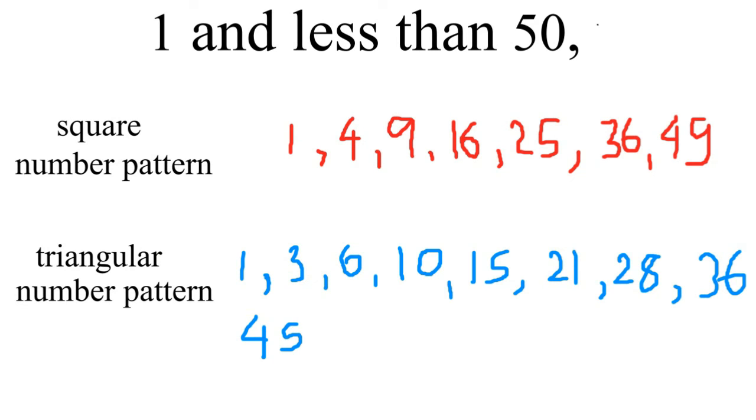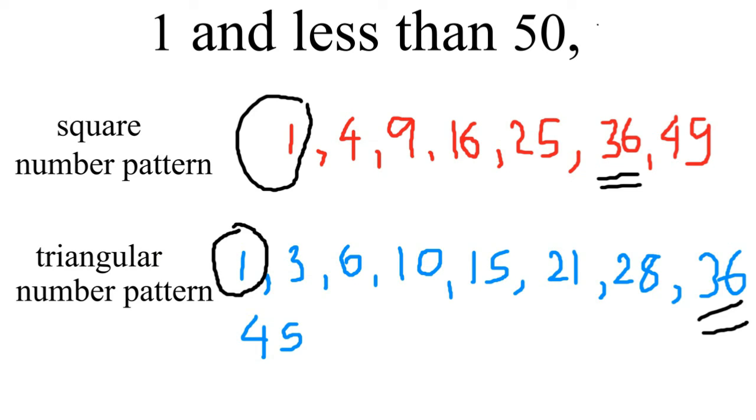First, we will write the square number pattern, then the triangular number pattern. 1 and 36 are terms of these number patterns. 1 and 36 are common to both number patterns. 36 is common to both number patterns. But we can't take the number 1 since the question says greater than 1. So 36 is the answer.